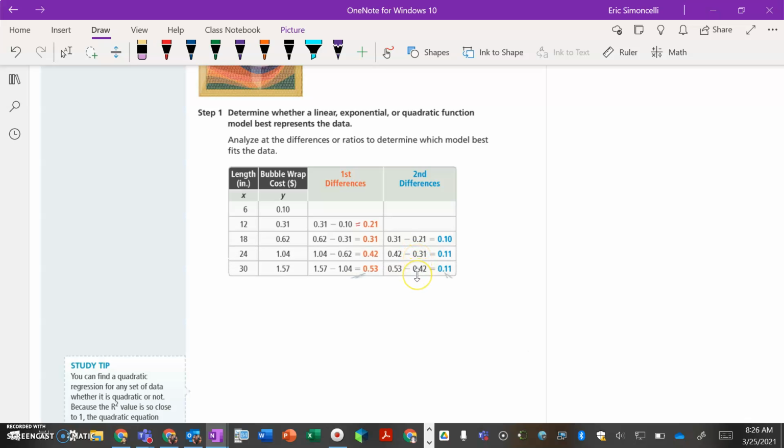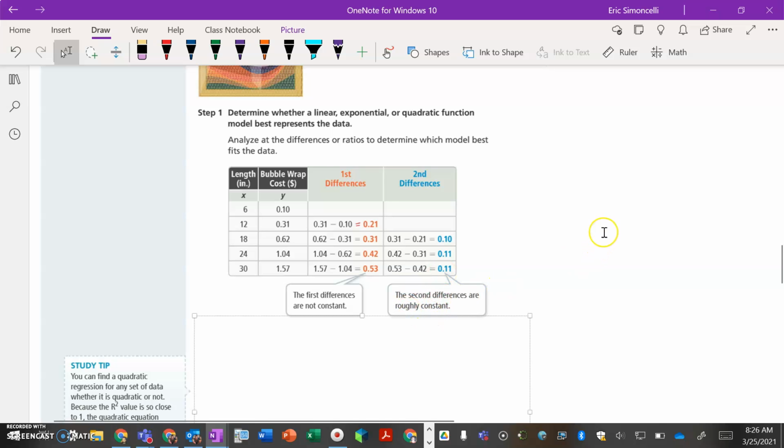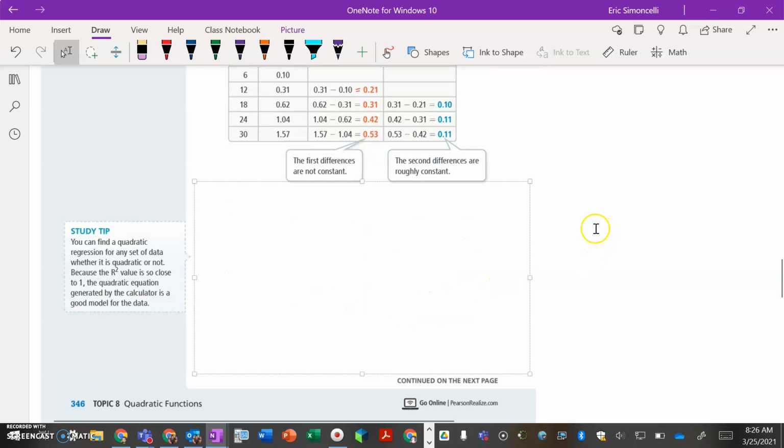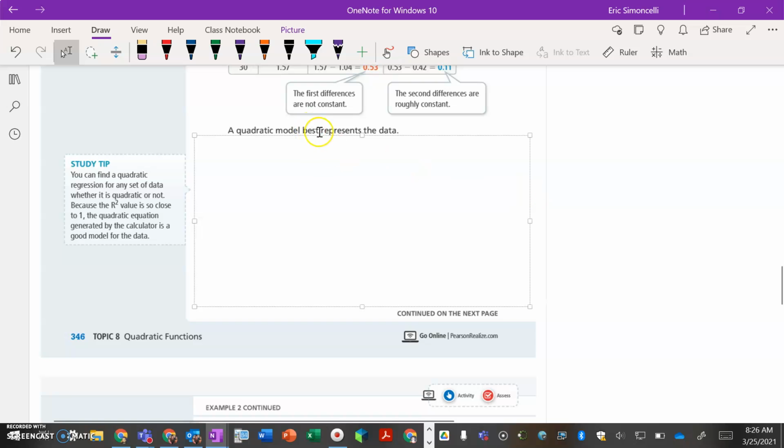0.11, 0.11. Now, it turns out that even though the first differences are not constant and the second differences are not identically denoted here, it is roughly constant as they're describing. So we're actually going to use as our best model a quadratic. Quadratic model best represents the data. Okay, the word best implies it's not going to be perfect, but it may be the best thing we can decipher in this context. So let's continue.